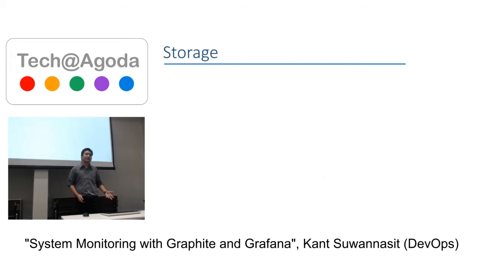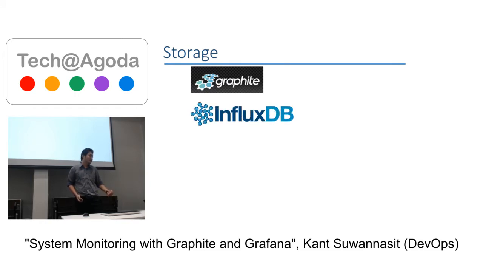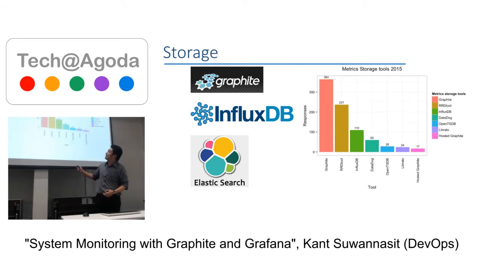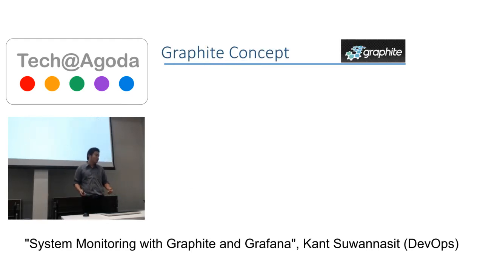Okay, let's start with storage first. Graphite is a storage tool, along with InfluxDB and Elasticsearch. In 2015, the trend was that many companies used Graphite and InfluxDB. So what is Graphite and what is the concept?